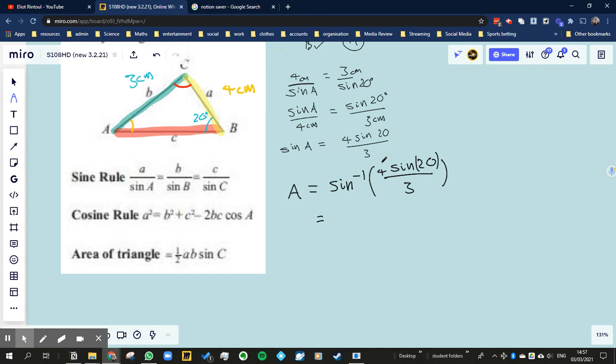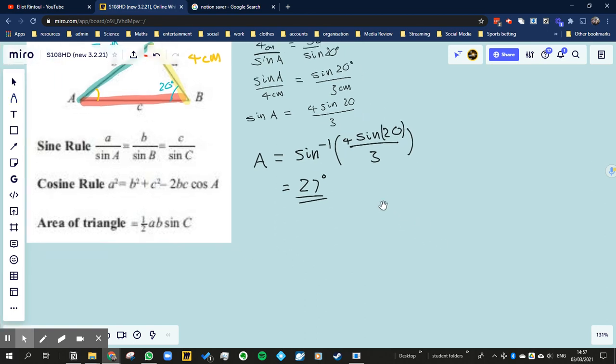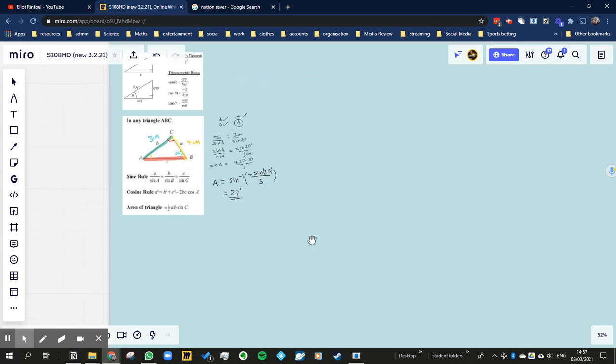When I press that, I get 27. And what is that? It's an angle, so 27 degrees. Not quite 27 degrees, but about 27 degrees. Okay, so that is advanced trig in a nutshell.